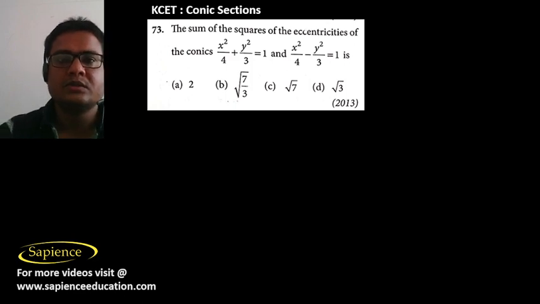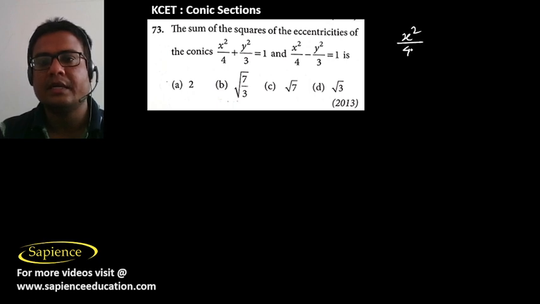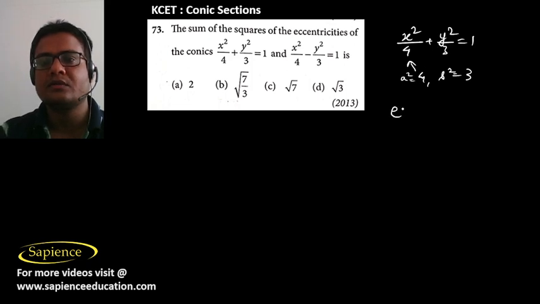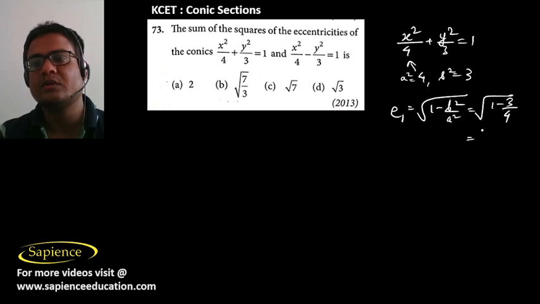Then here it is told the sum of the squares of the eccentricities of the conics, this and this. The first one is an ellipse, x square by 4 plus y square by 3 equal to 1. So here a square is 4 and b square is 3. So the eccentricity of the ellipse, I can call E1, is equal to square root of 1 minus b square by a square, that is square root of 1 minus 3 by 4, that is equal to 1 by 2.